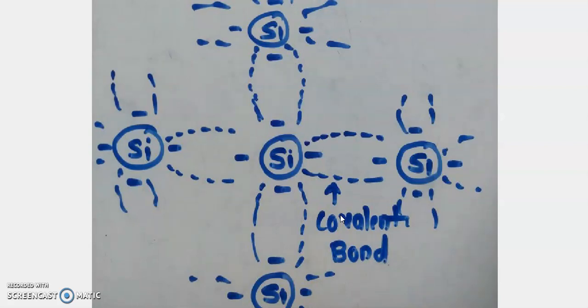What happens when there is a covalent bond? Whenever there is a covalent bond, I can consider there are no free electrons available. And if there are no free electrons available, definitely there is no movement of carriers. So what are these free electrons, and what is this movement? That we will see in our next lecture. Thank you.